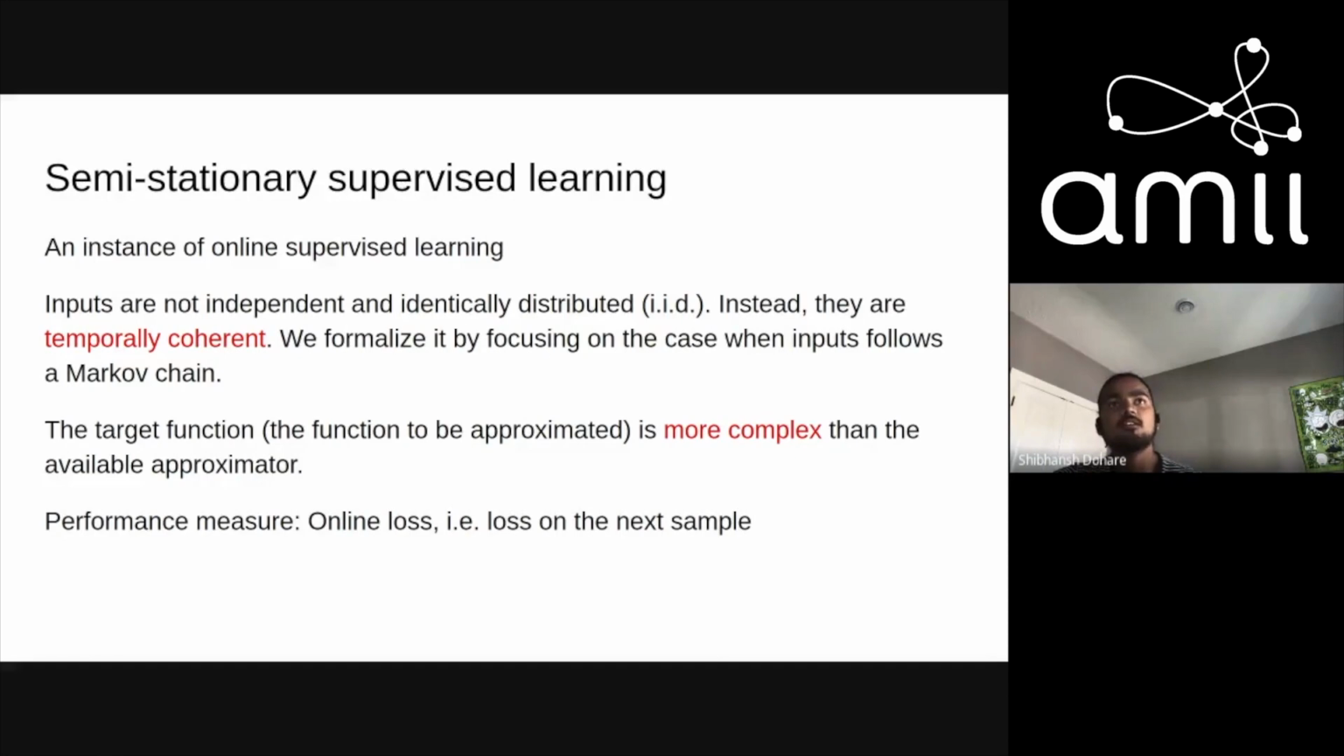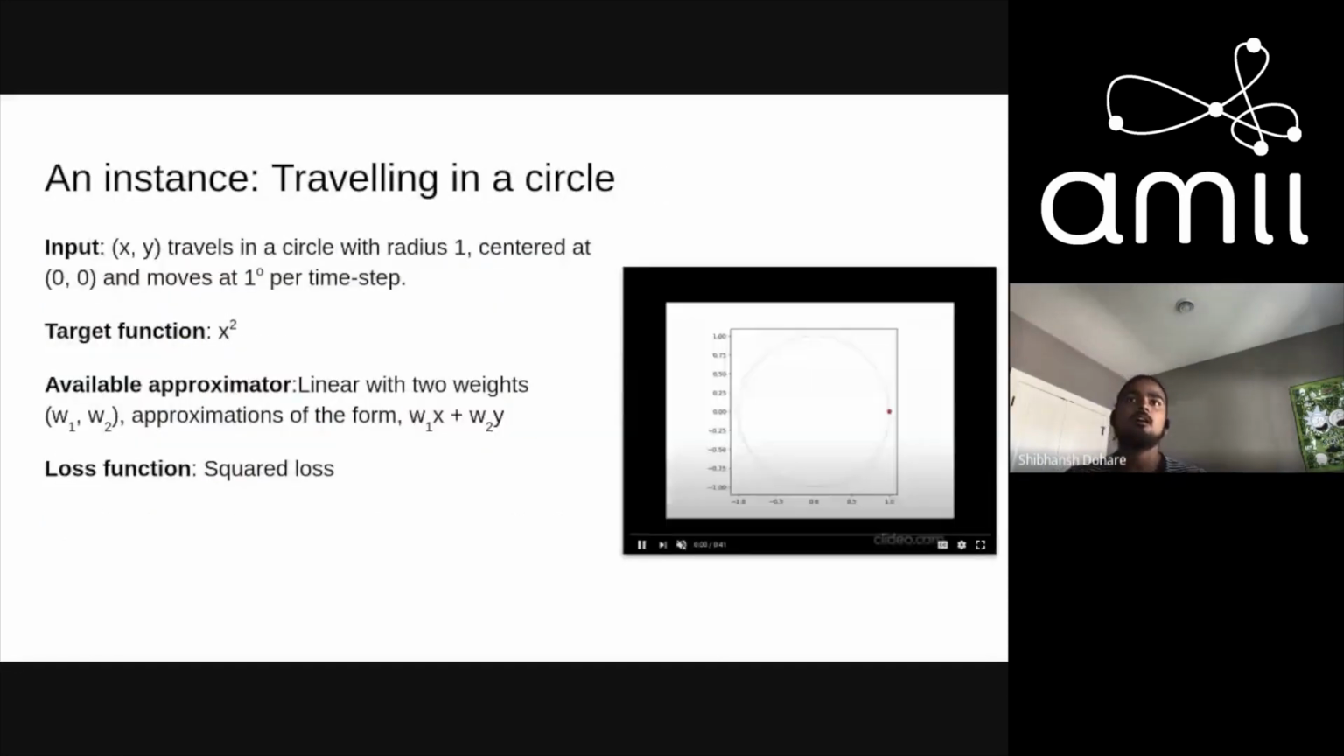Okay, so let's look at an instance of this problem setting. There's a two-dimensional input where the input travels in a circle. The circle is centered at the origin, and the input moves around slowly at a rate of about 1 degree per time step. The target function is x squared, but the available approximator is just linear. So we cannot exactly represent our target function with this approximator for the whole space. And for this case, the loss function is a squared loss.